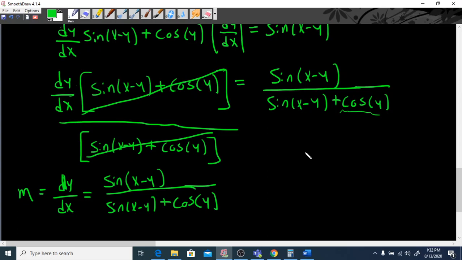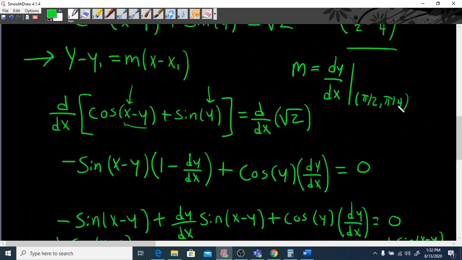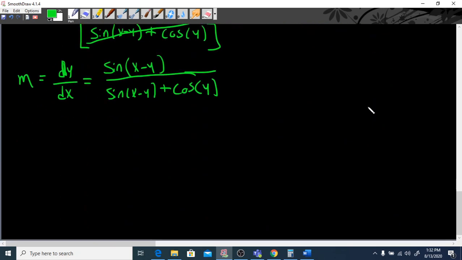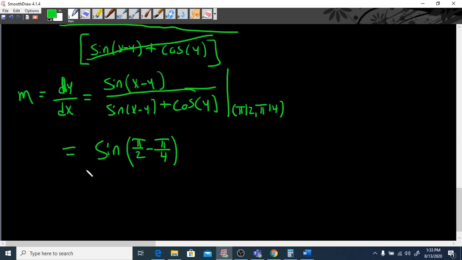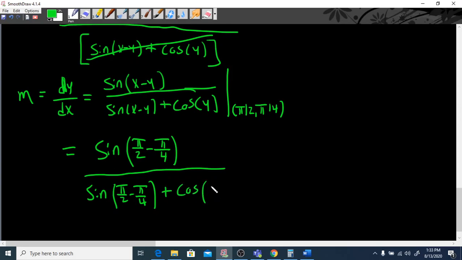Okay. The x value is pi over 2. The y value is pi over 4. So wherever I see a y, I'm going to plug in pi over 4. Wherever I see an x, I'm going to plug in pi over 2. And I get the sine of pi over 2 minus pi over 4. I'm just plugging in x equals pi over 2, y equals pi over 4. Same thing here. And then plus the cosine of pi over 4.